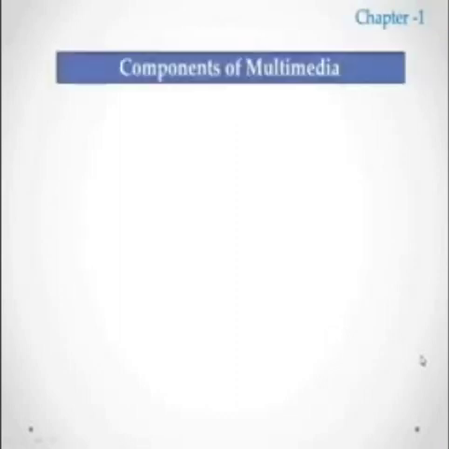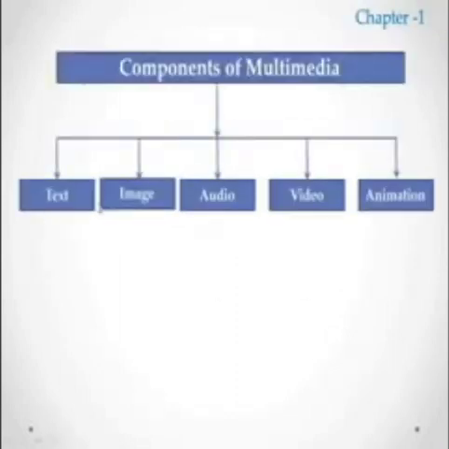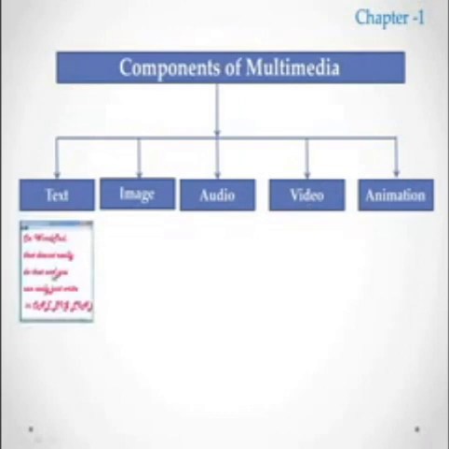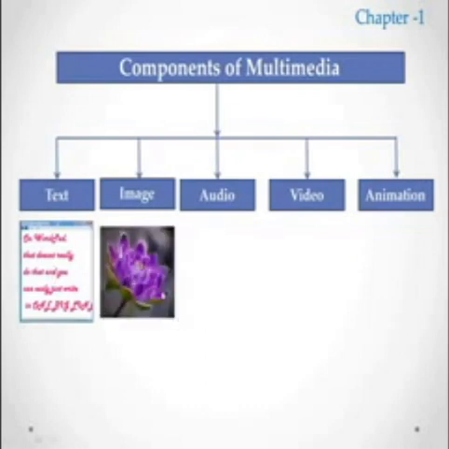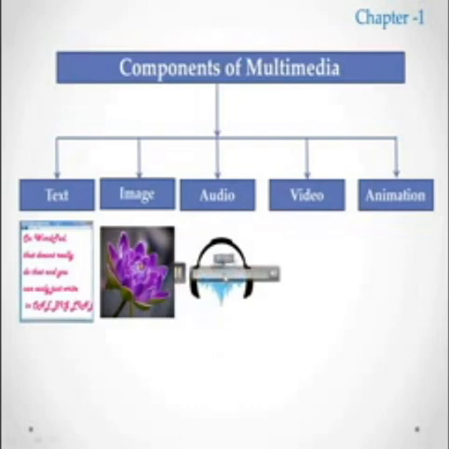Let's see the multimedia components: text, image, audio, video, animation. Text is simply the alphabets and the numbers which are written. You know this. You will write using your pen or you can type in the system. These are all said to be text. Image is a still image. Audio. So you know audio is a musical form or any other voice. Only the audio format, not the video. It is said to be audio.